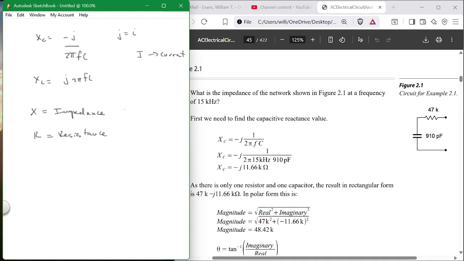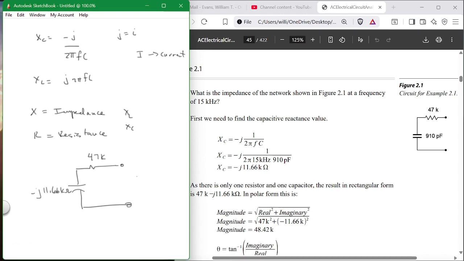So if you have an x sub L, it is inductive impedance. If you have an x sub C, it is a capacitive impedance. But we don't really care, we say impedance. Okay? So instead of, what's the total resistance of this puppy right here? You start here, you go through a 47K, and then you go through another one. We just use the capacitor, but we don't write 910 picofarads. We write minus j 11.66 k ohms.